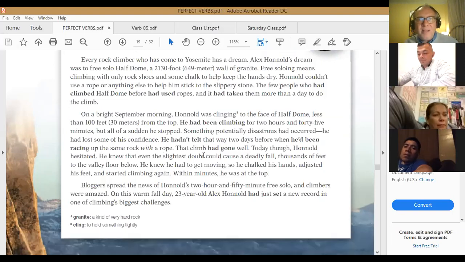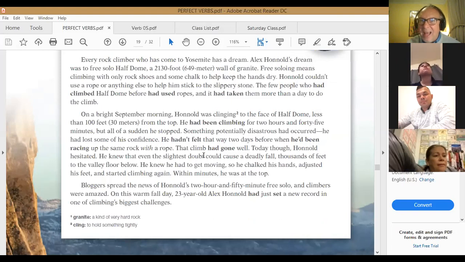Okay, on a bright September morning, Honnold was clinging to the face of the Half Dome, less than 100 feet from the top. He had been climbing for 2 hours and 45 minutes. Again, past perfect continuous, right? He had been climbing for 2 hours and 45 minutes. But all of a sudden, he stopped. Something potentially dangerous had occurred. He had lost some of his confidence. Oh my goodness. He hadn't felt that way 2 days before when he had been racing up the same rock with a rope. That climb had gone well.